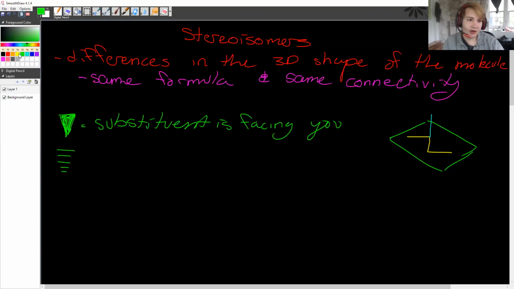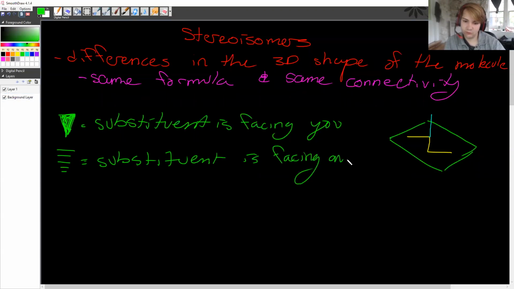Versus when we talk about a dash bond, sometimes called a hash bond, the substituent is facing away from you. So again, what does that mean? It means that it's coming down through the page. So now the substituent is below the plane of the piece of paper.